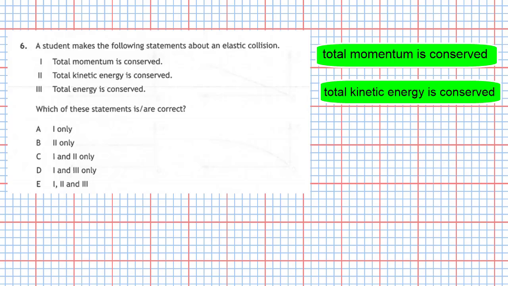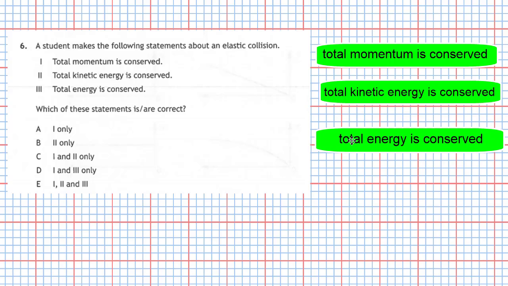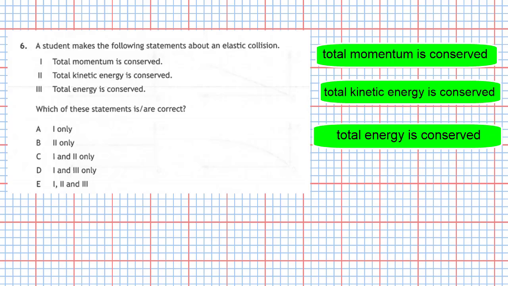The third one, total energy is conserved. Well, energy is always conserved, so all the energy before the collision, if you add it all up and compare it to all the energy after the collision, you'll find out that it's the same. It is conserved. So the total energy before and after a collision in an elastic collision is conserved. So what answer have we got then? 1, 2 and 3, and therefore our answer's got to be E for that one.